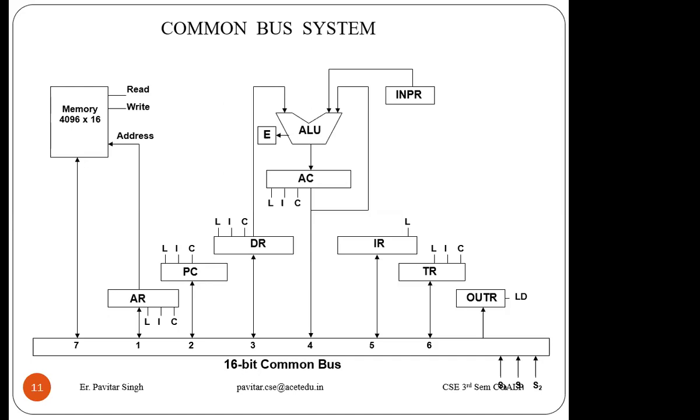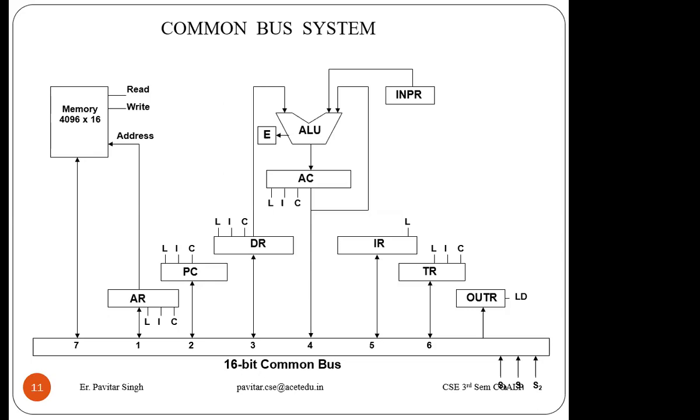The accumulator deals with three sets of input. The first is called DR, the second one is called accumulator itself, and the third one is called INPR. Whenever you are going to perform arithmetic and logical operations, then DR and AC will be taking part. For example, add DR.